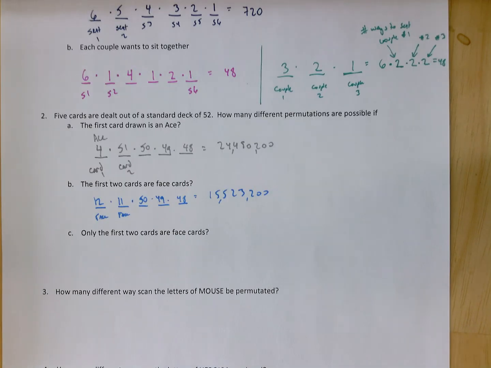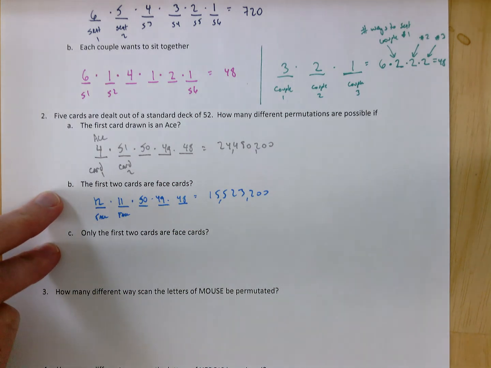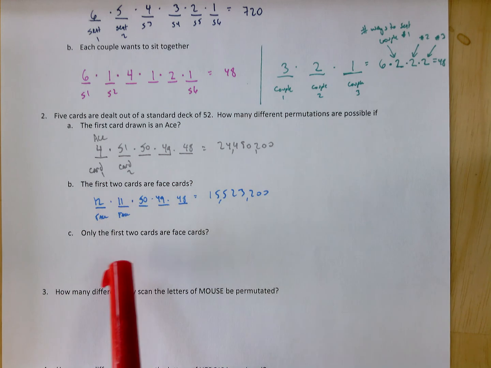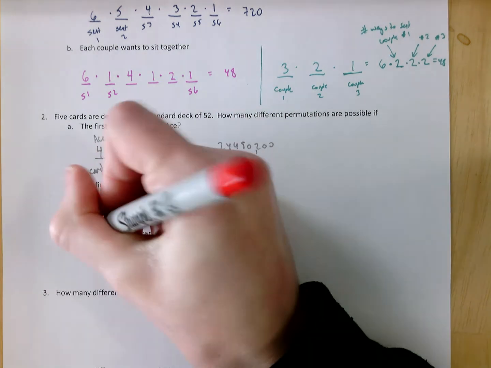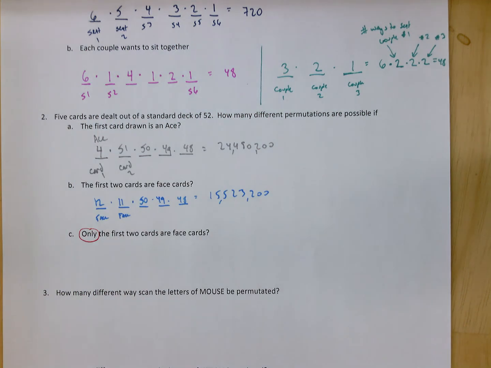Okay, and now this next one. So the difference between B and C. Part B says that the first 2 are face cards. Part C says only the first 2 are face cards. That word only is really important. Okay, that makes a huge difference. You got to watch out for any time there's that word only, just like with Venn diagrams, right?